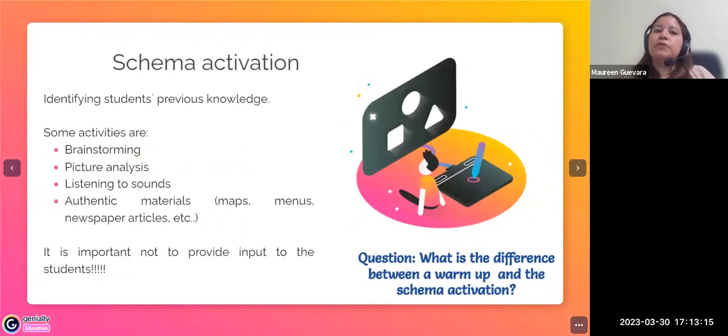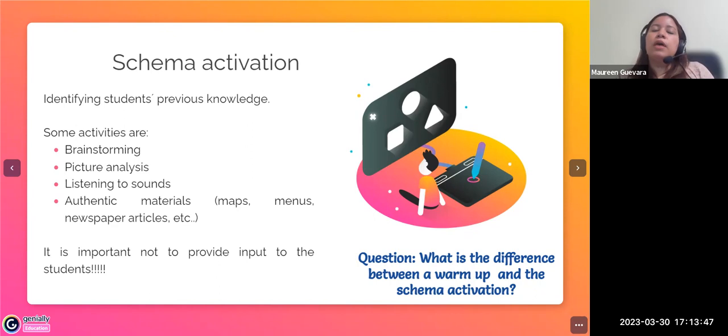So let's talk about the first step, and that is the schema activation. It is really important that we can identify our students' previous knowledge. And when we talk about schema activation, it is not just asking them, okay, what do you know about the future, about the verb to be? No, it's not about the language itself, but about its use, about how you use it.